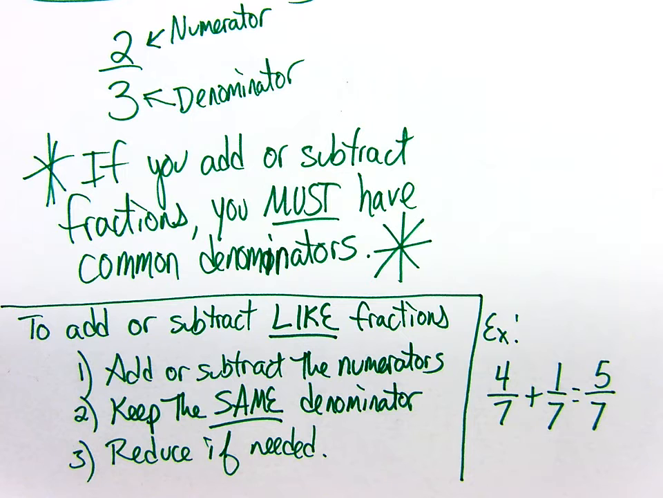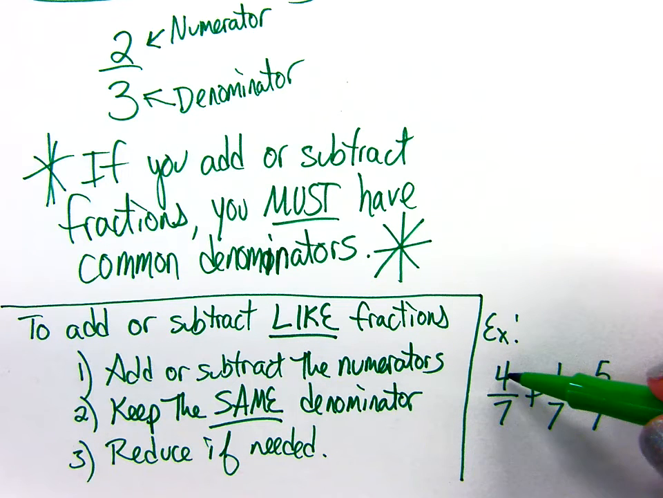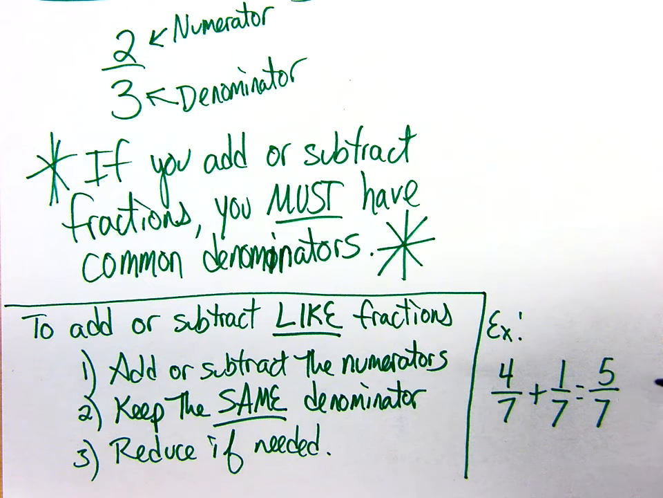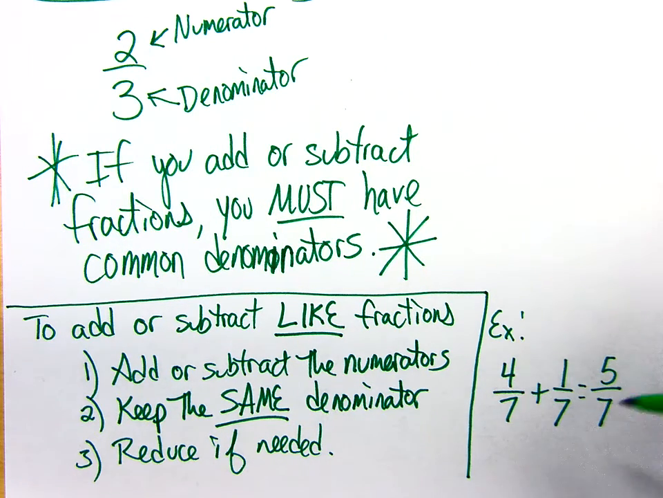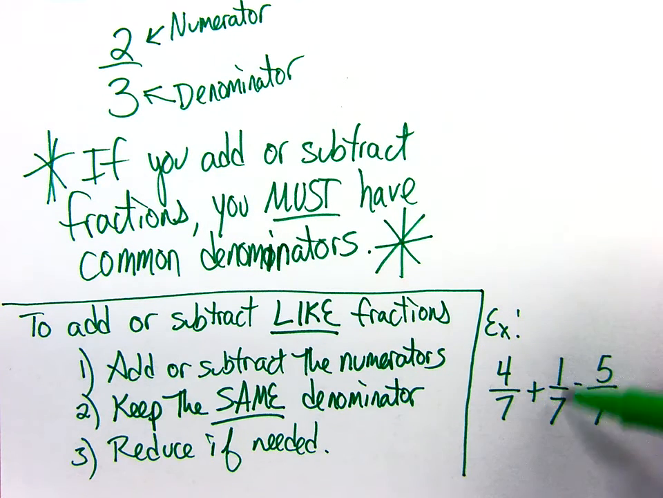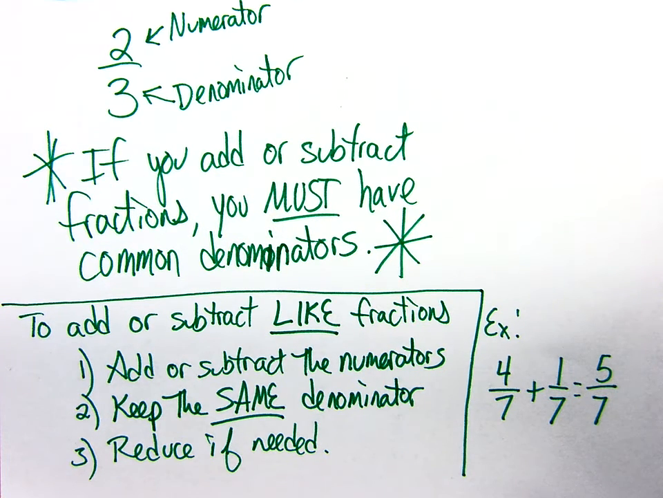You do not ever turn it into a 14. Ever, ever, ever. It's like you're saying, I have 4 of these things, plus 1 more of these things gives me 5 total of these things. If you have 4 apples and 1 apple, you have 5 apples. You don't have apples squared or something weird. You just keep the denominators the same. You have 4 of these things, 1 of these things, so that's 5 of these things altogether.